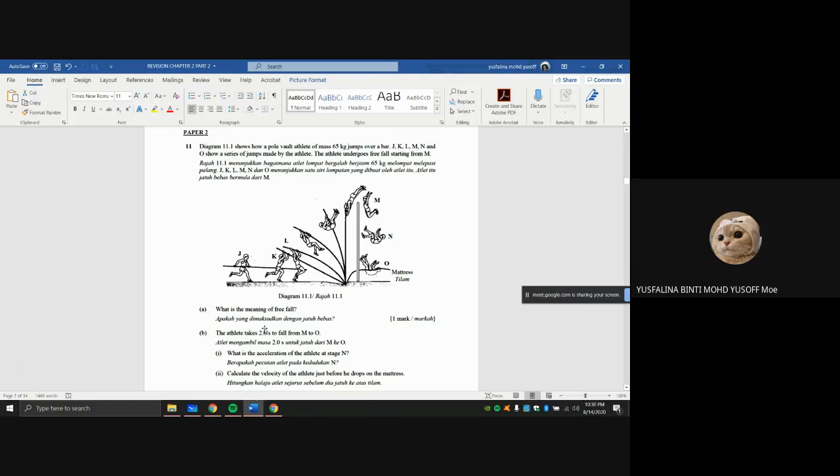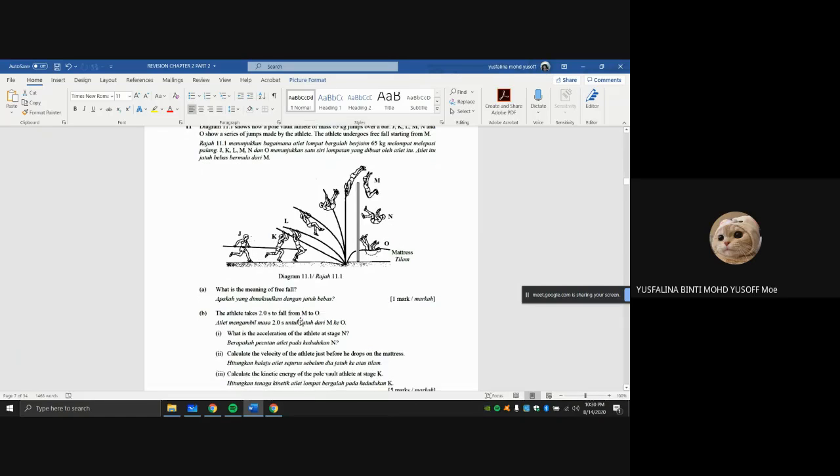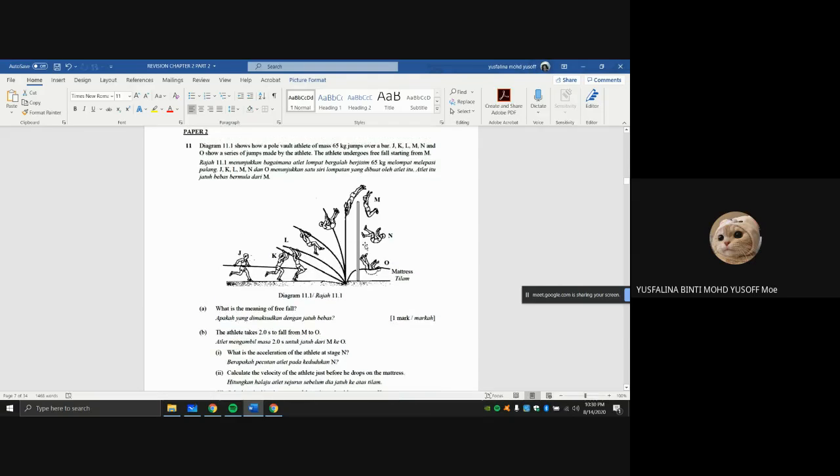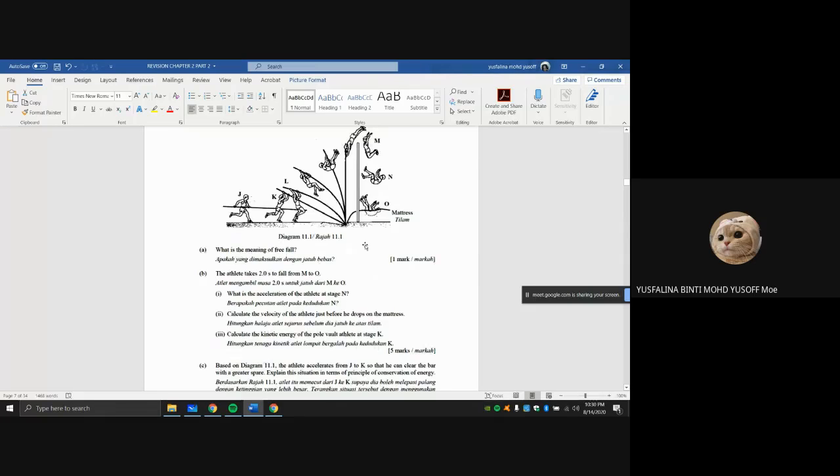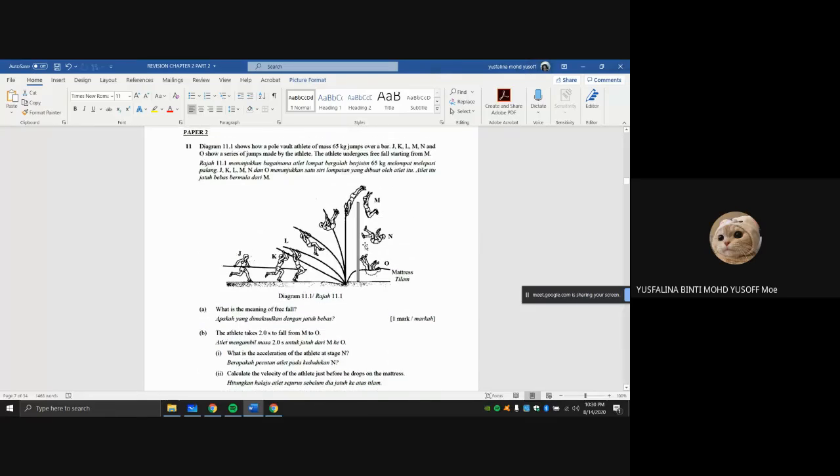Okay, so for B, it takes 2 seconds to fall from M to O, right? So it's asking you what is the acceleration of the athlete at stage N. So this one you have to use what formula? Try to answer first.